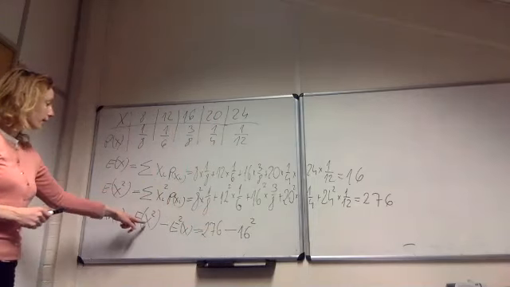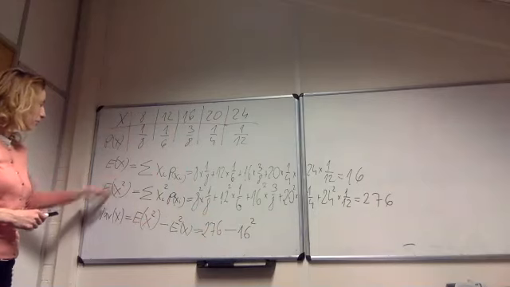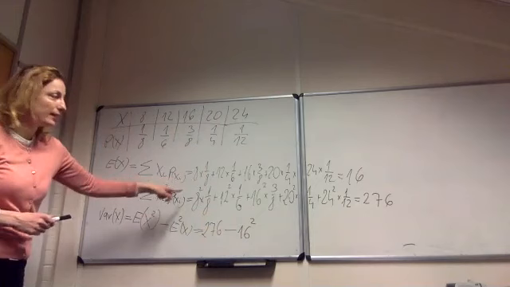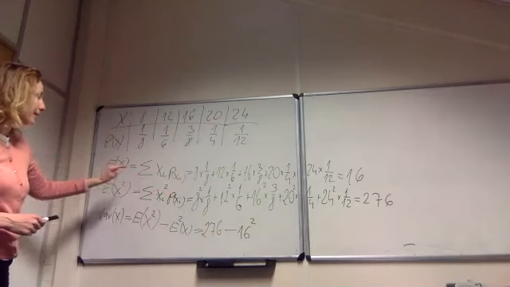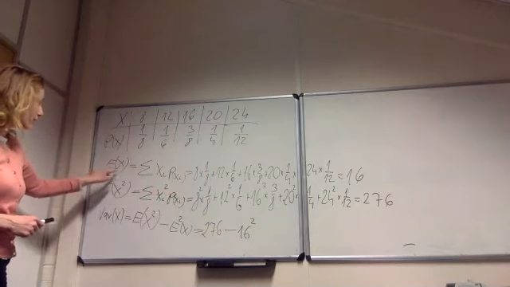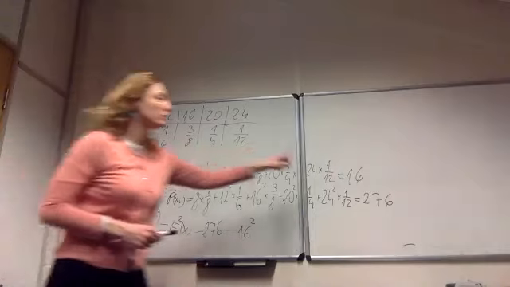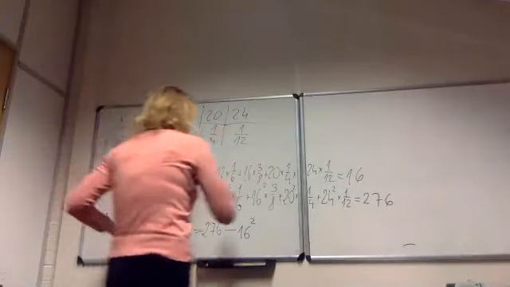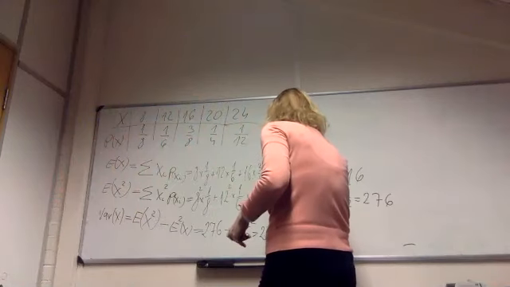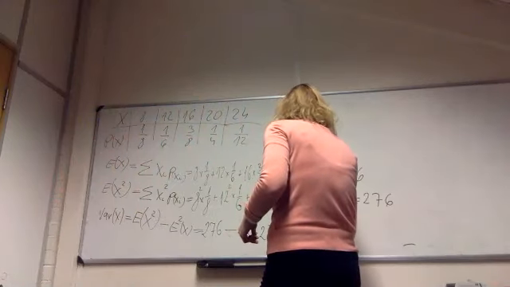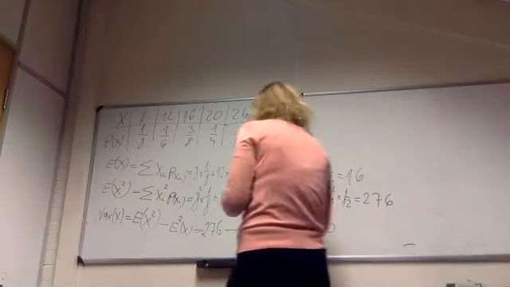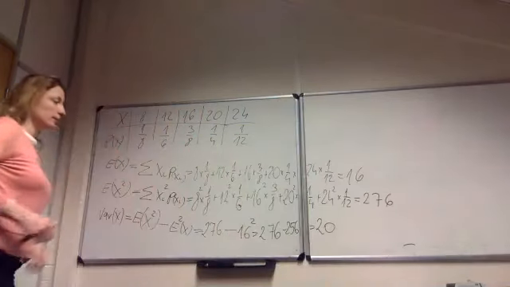So here we have E of x squared. First we square the x's and then add them up. And then in here we have E of x, and when we have the final result, we then square it. So this equals 276 minus 256, that is 20. This is the variance.